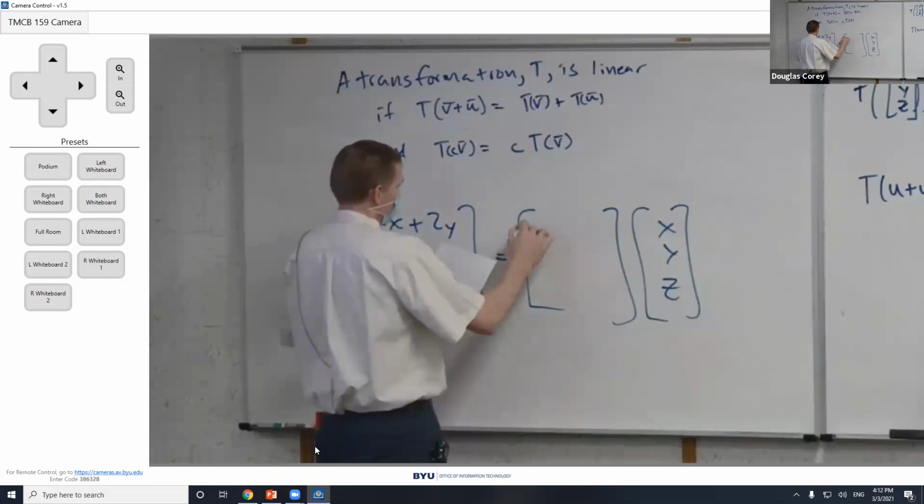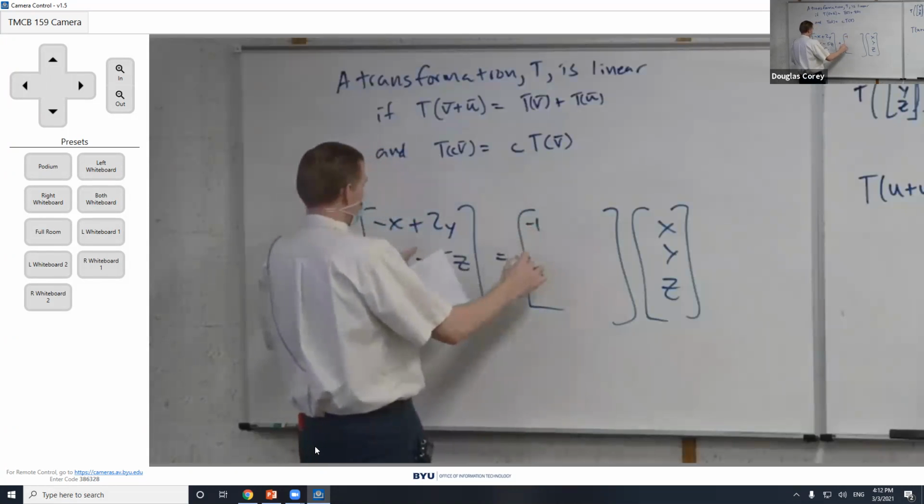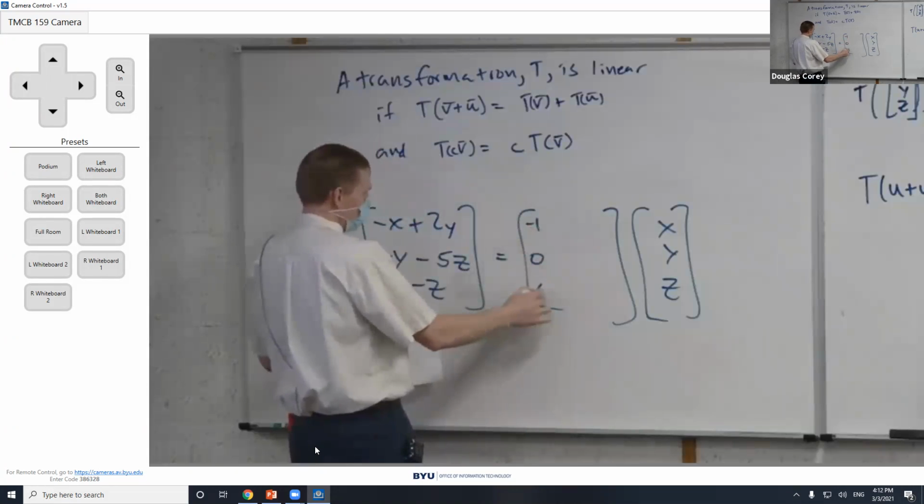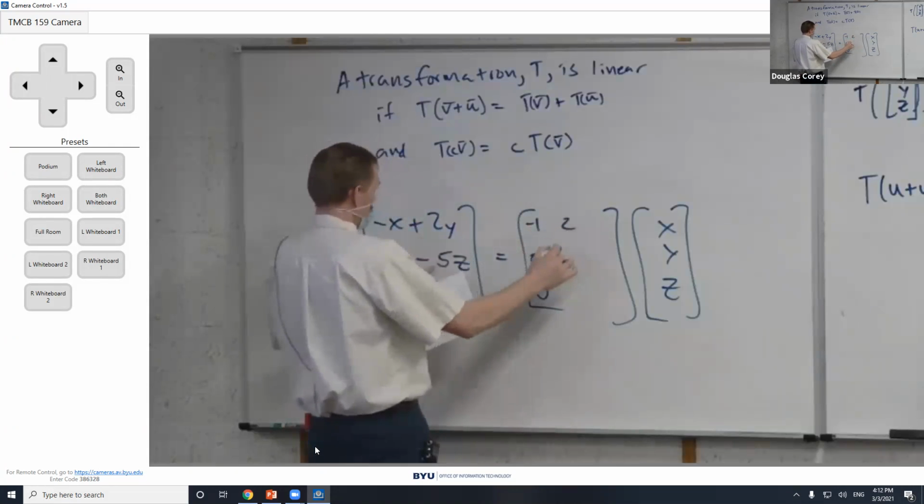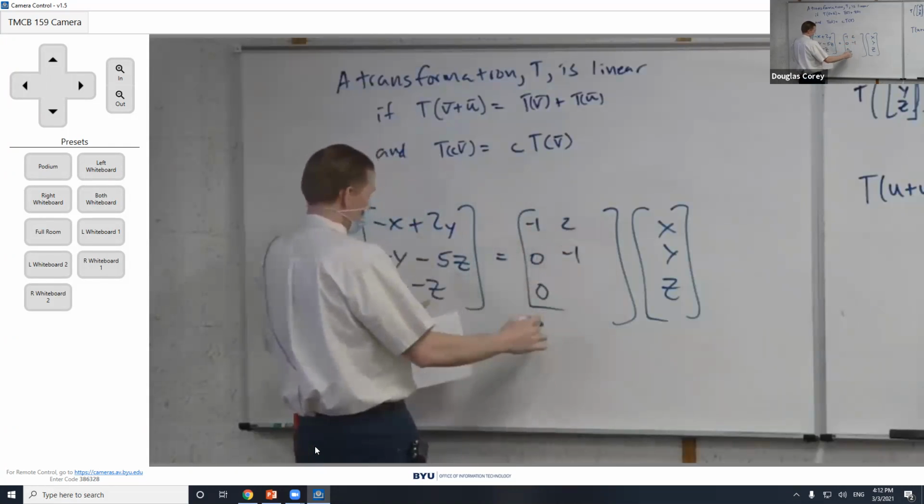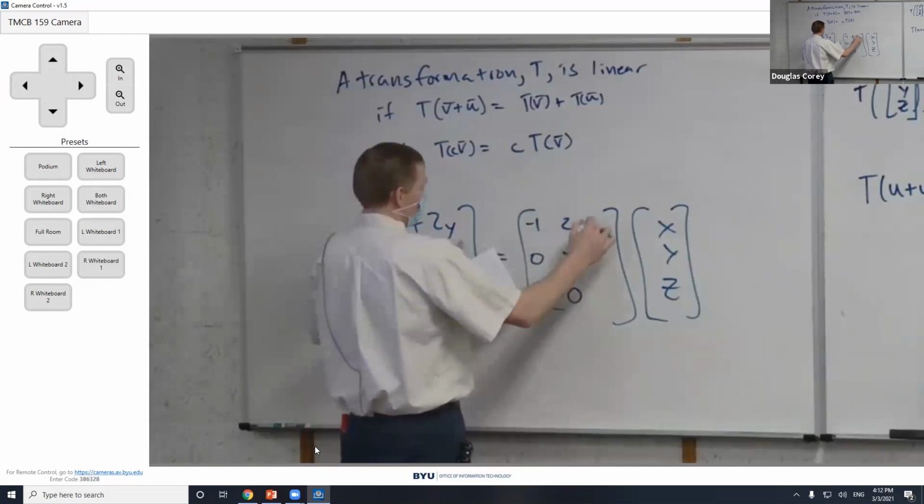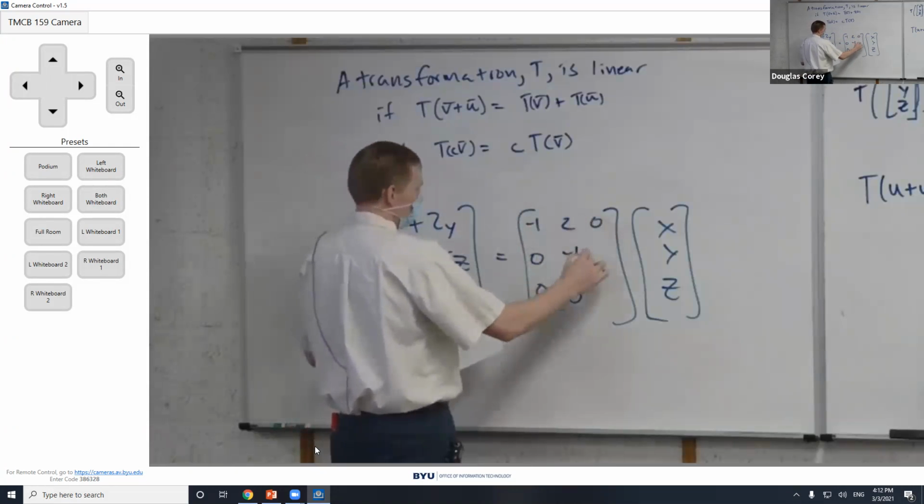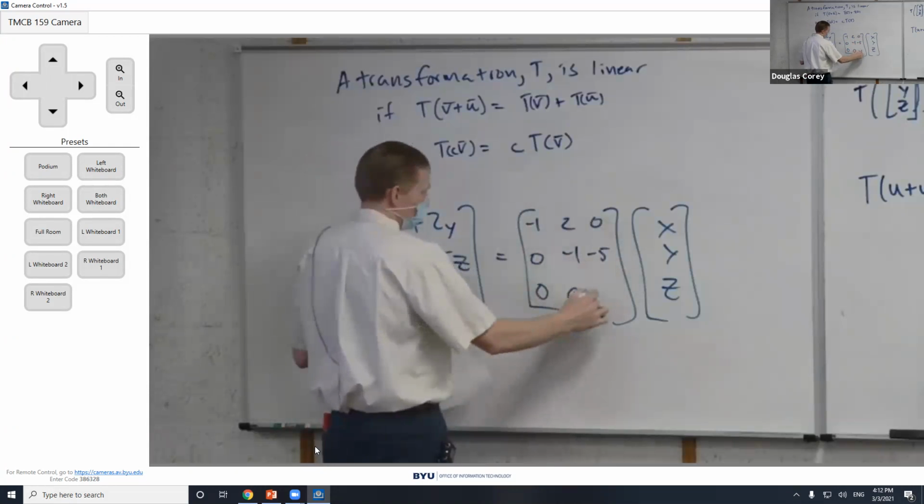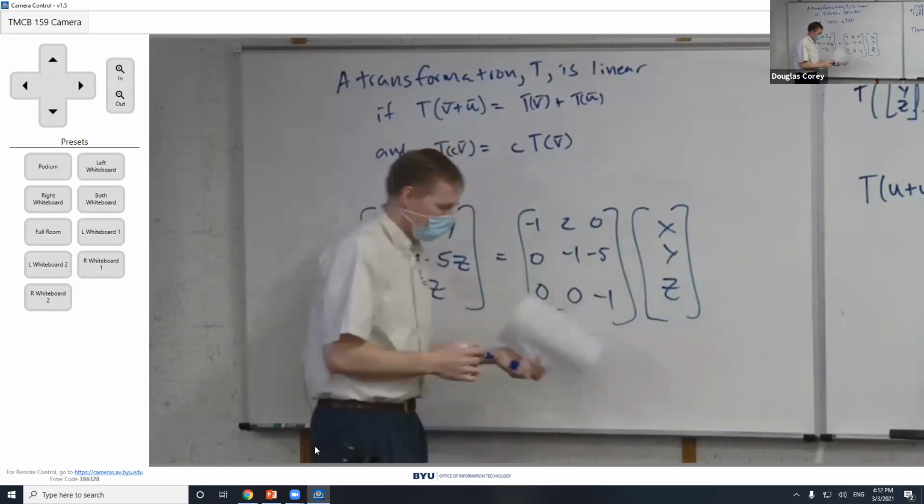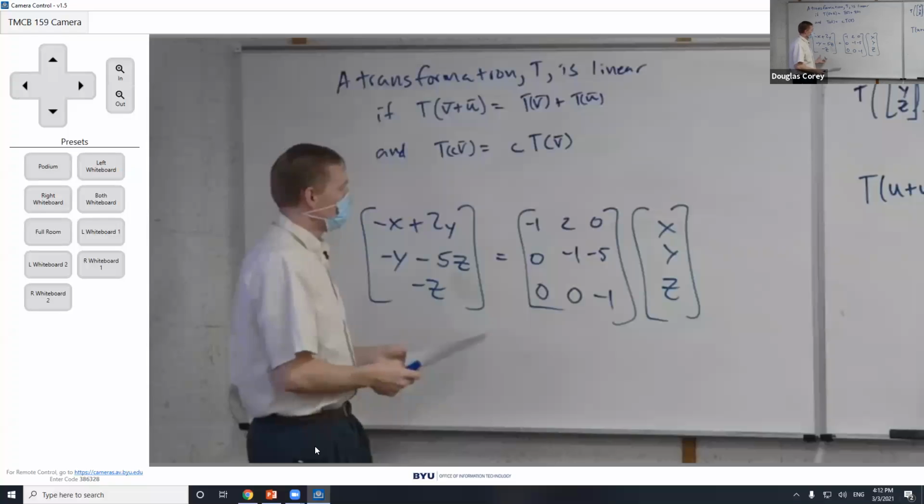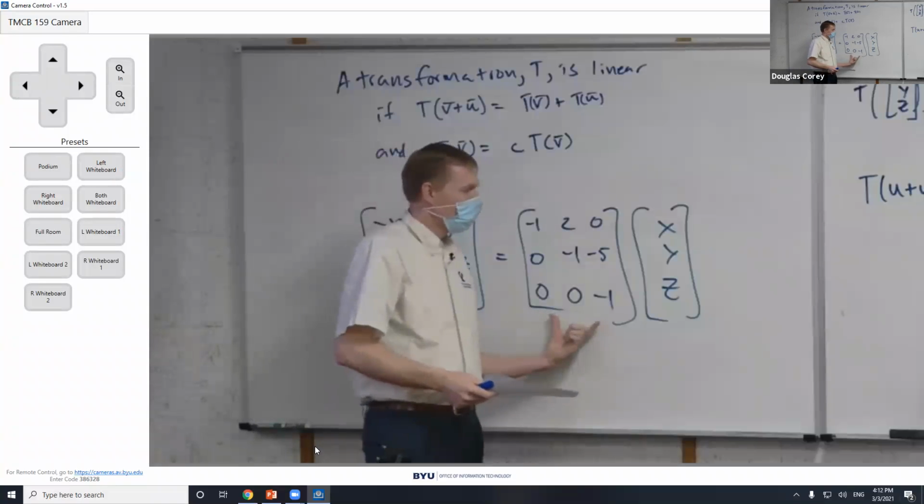So this is a minus 1 in the x. There's no x's there. There's no x's there. I have 2 y's. I have a negative 1 y, and I have 0 y's. And I have no z's. I have a negative 5 z's, and I have a minus 1 z. Okay? So a lot of you are good at translating to this.